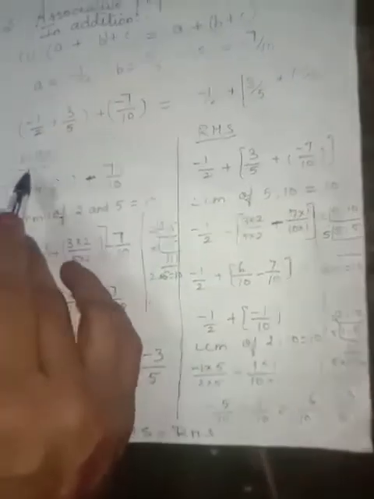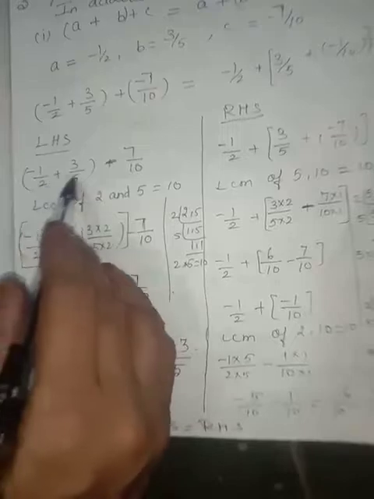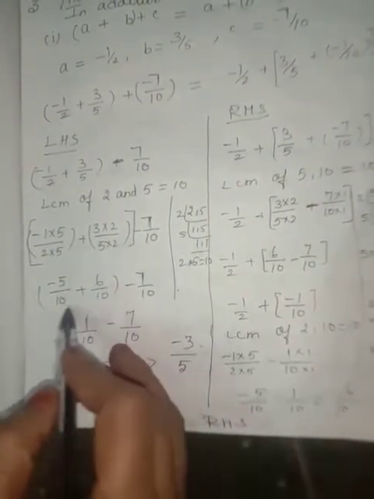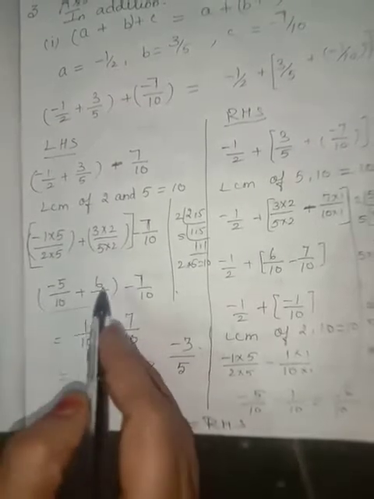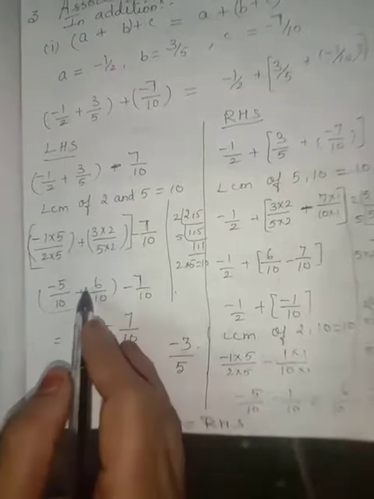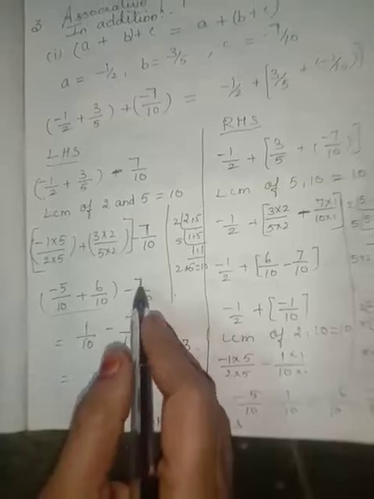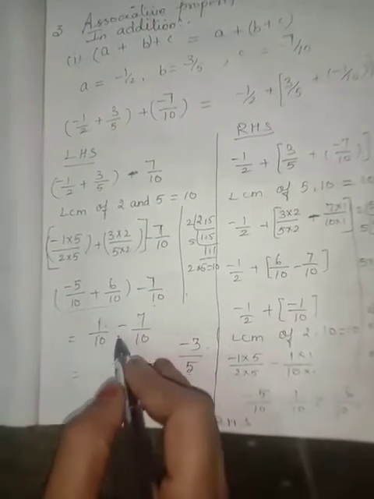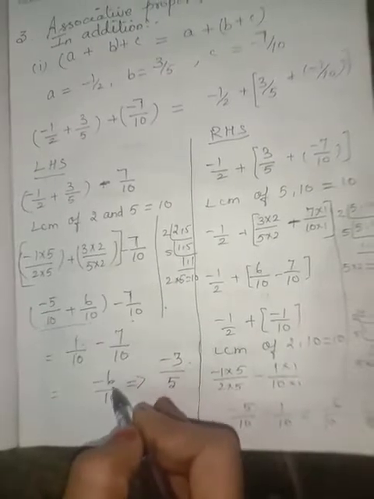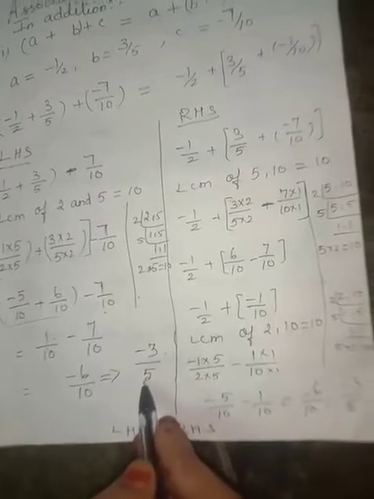Now we are taking the left hand side, minus 1 by 2 plus 3 by 5. Denominators are unlike, make them like denominators. We get minus 5 by 10 plus 6 by 10. So denominators are like, so adding the numerators we get plus 1 by 10. Then the third rational number is minus 7 by 10. So 1 by 10 added with minus 7 by 10, we get minus 6 by 10. It can be reduced, that is minus 3 by 5.